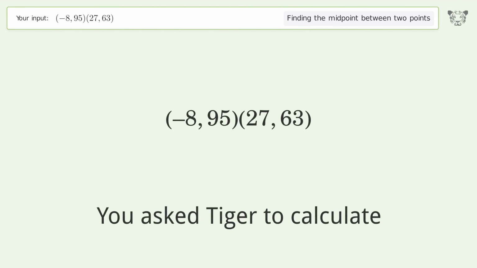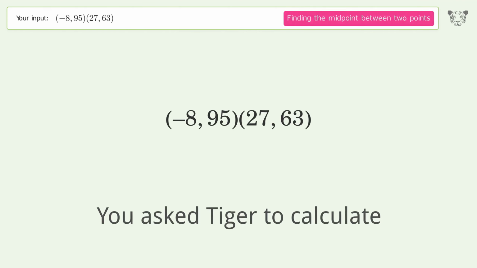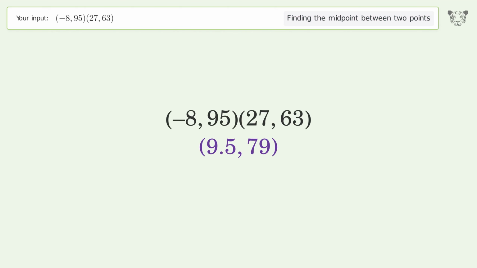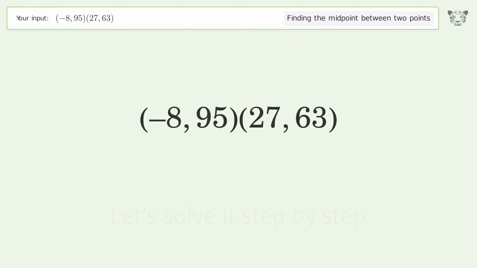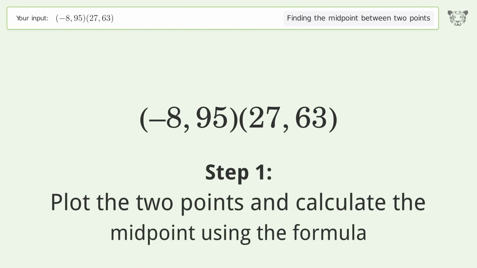You ask Tiger to calculate. This deals with finding the midpoint between 2 points. The midpoint between the 2 points is 9.579. Let's solve it step by step. Plot the 2 points and calculate the midpoint using the formula.